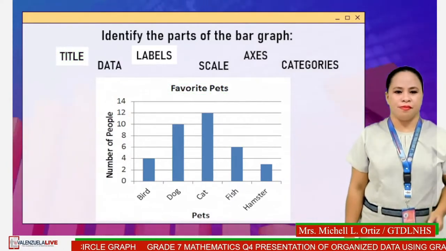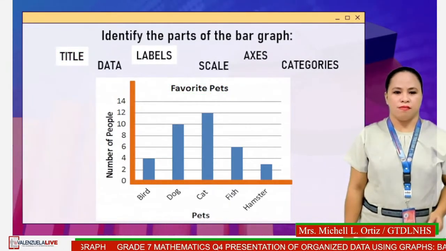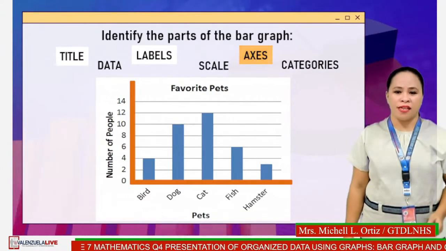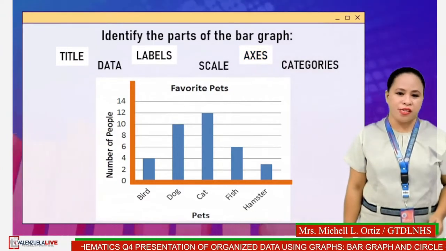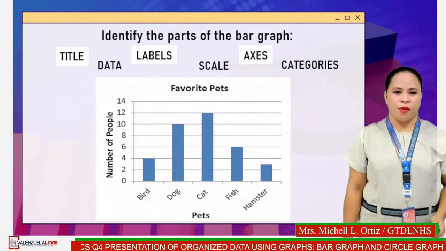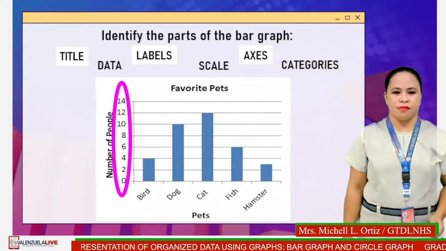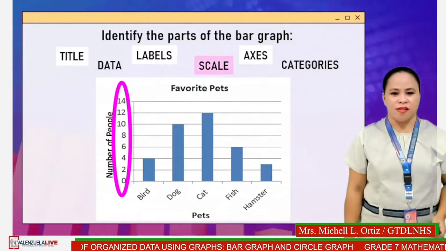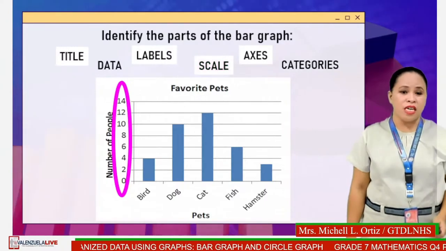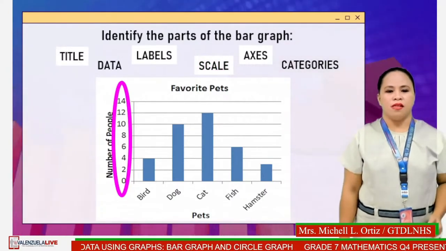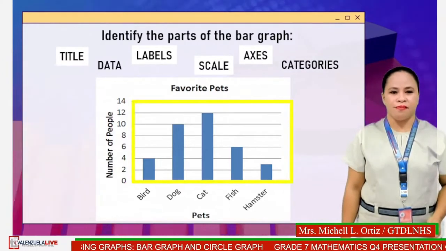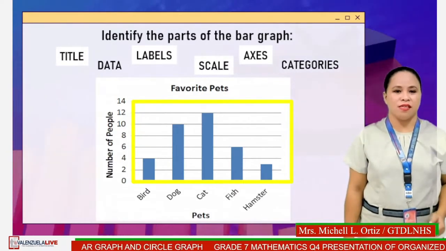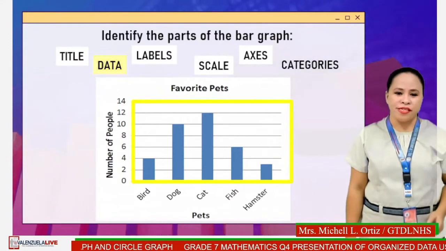Number 3. Correct answer is axis. We have 2 axes, the horizontal axis and the vertical axis. Number 4. Correct answer is scale. Take note, they must have equal interval. Next, number 5. Correct answer is data, the most important part of the graph.